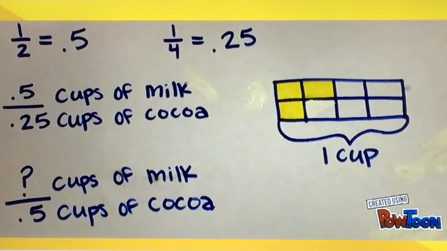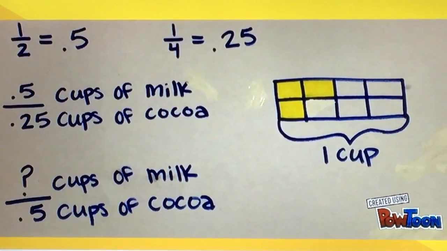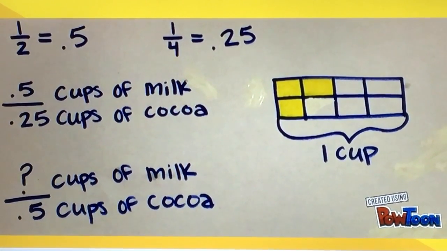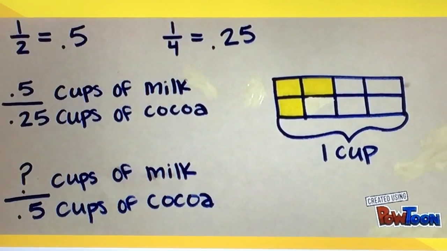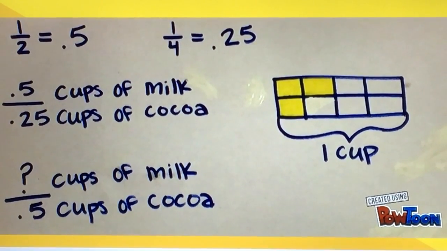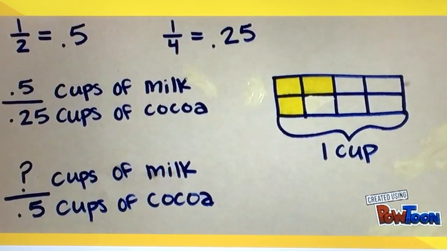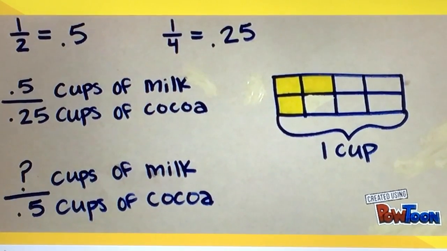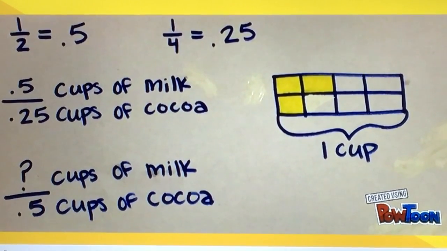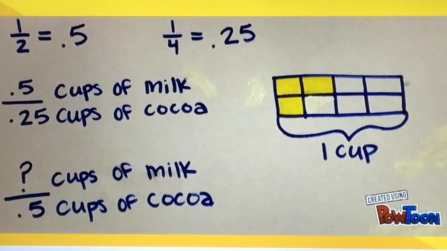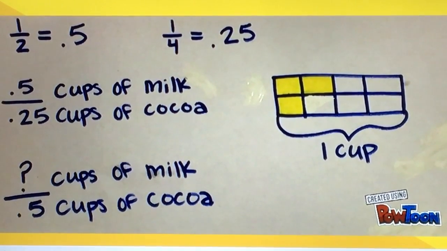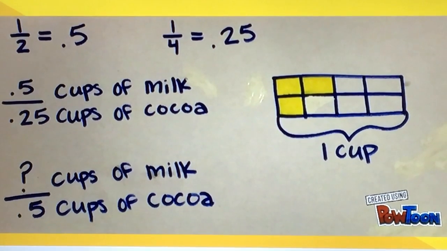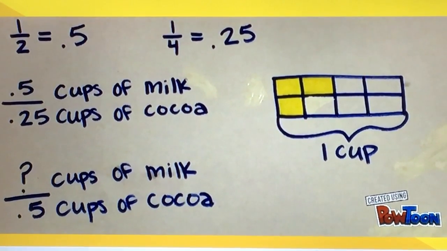Again, 1/2 is the same thing as 0.5, and 1/4 is the same thing as 0.25. So, if we have 0.5 cups of milk for 0.25 cups of cocoa, how many cups of milk do we need for 0.5 cups of cocoa? The diagram on the right represents 0.5 cups of milk to every 0.25 cups of cocoa.